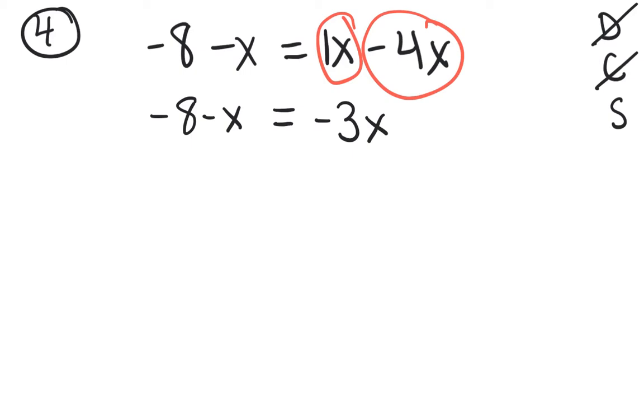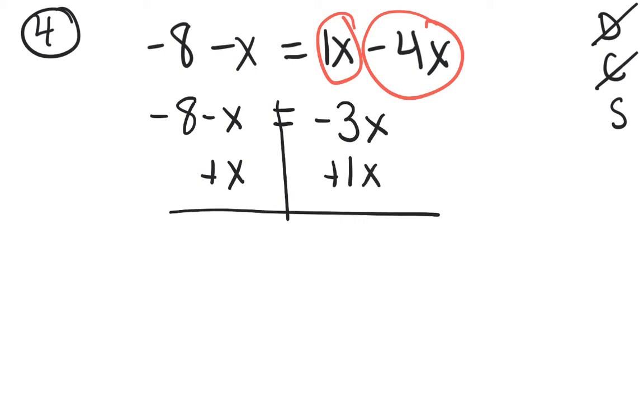Okay, your goal is to get your variables on one side and your whole numbers on another side. So on this one, you can choose whichever way you want to do it. But I'm going to move the x to the right side because I just think it'll be easier to just move the x. So we're going to have plus x and plus x, but we have to remember this plus x is plus 1x. Okay, so this right here cancels out. So we're left with negative 8. And then we have negative 3x plus 1x leaves us with a negative 2x.